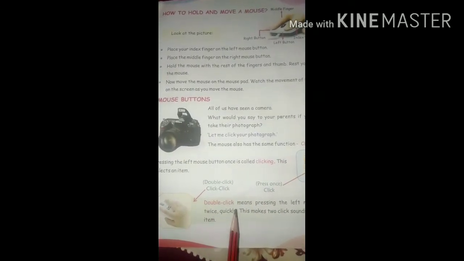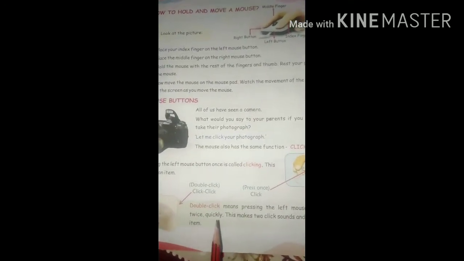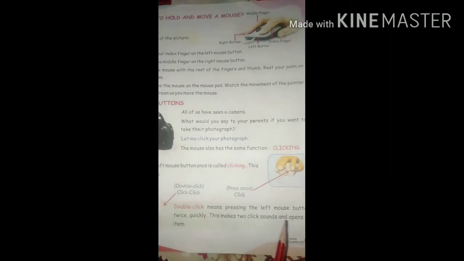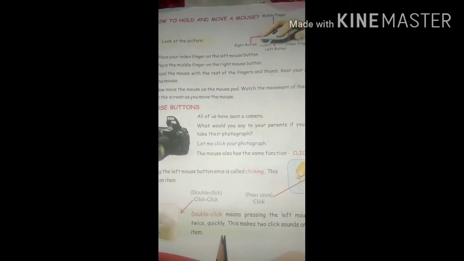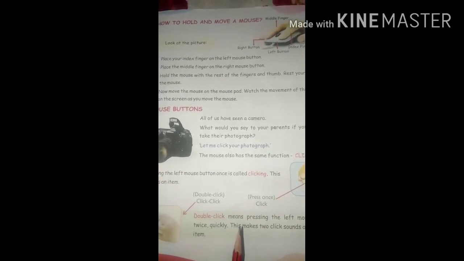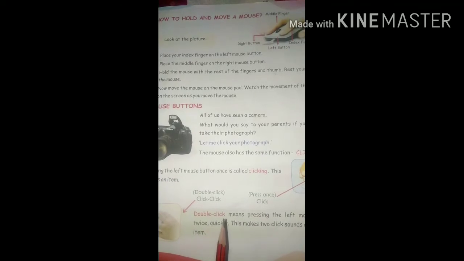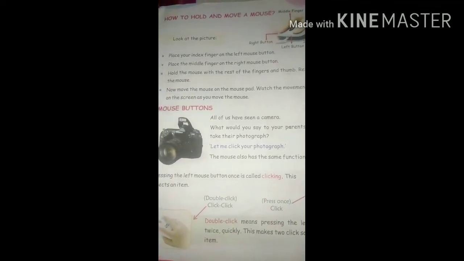Next is double click. Double click means pressing the left mouse button twice quickly. This makes two click sounds and opens an item. Children, if you click the left mouse button two times, then this is called double click. It is used to open any program.